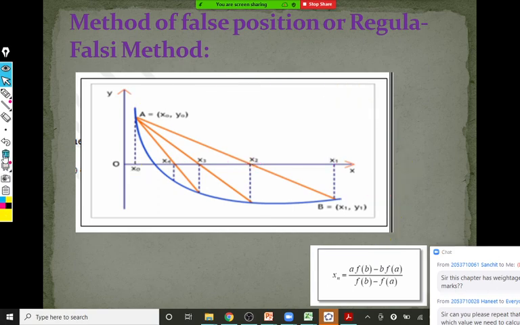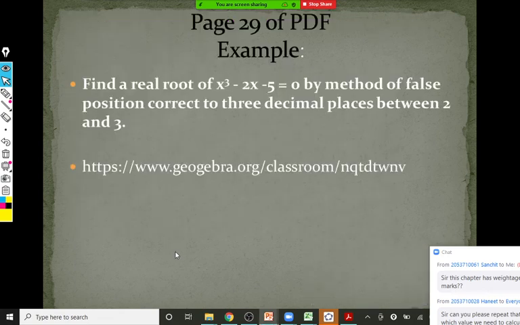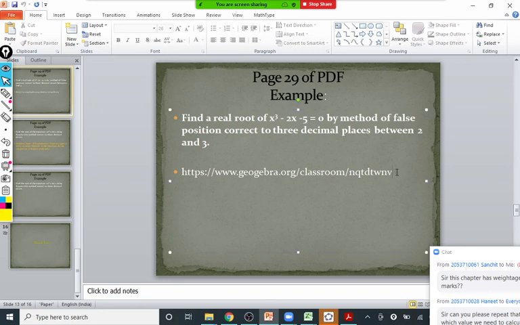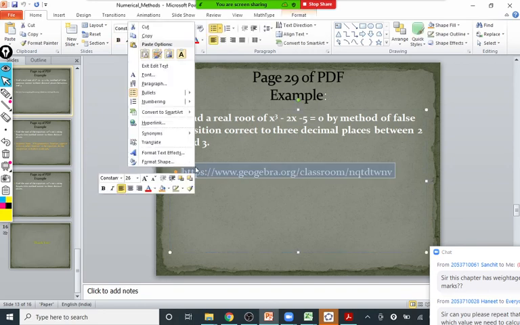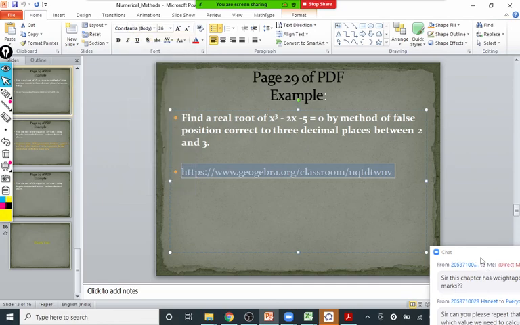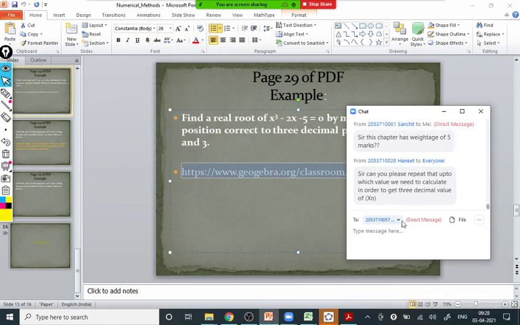So that is about the formula, but derivations are not coming in the exam. You have to use the formula to get the answers. Now what we'll do is we are going to do this question again on GeoGebra. Let me share this link on your chat window.